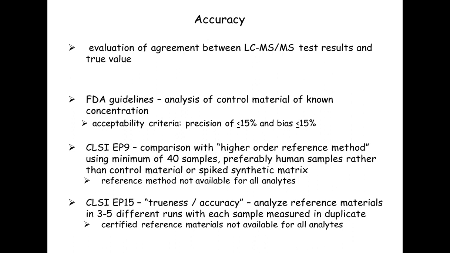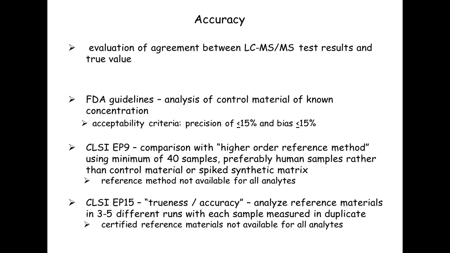So there are guidelines that have acceptability criteria and a guide of how you should perform accuracy experiments. And so the FDA says that you should analyze control material of a known concentration, and the acceptability criteria is imprecision of less than or equal to 15%, and a bias of less than or equal to 15%.